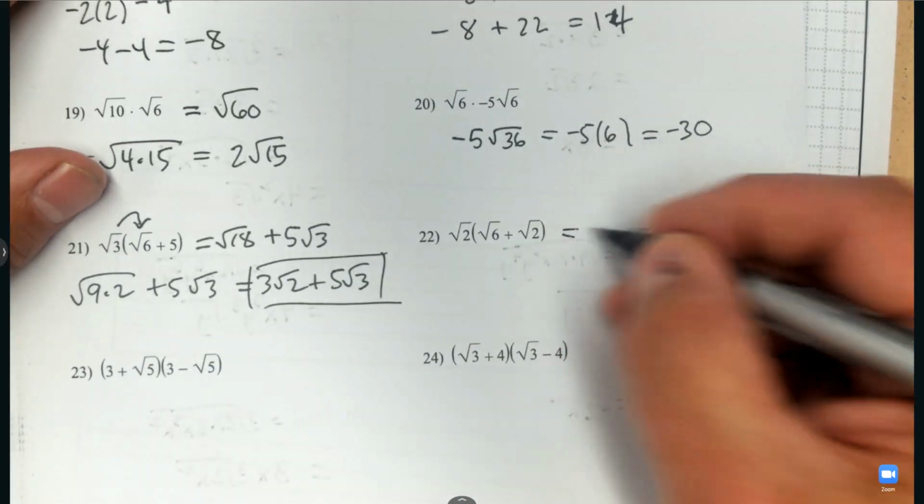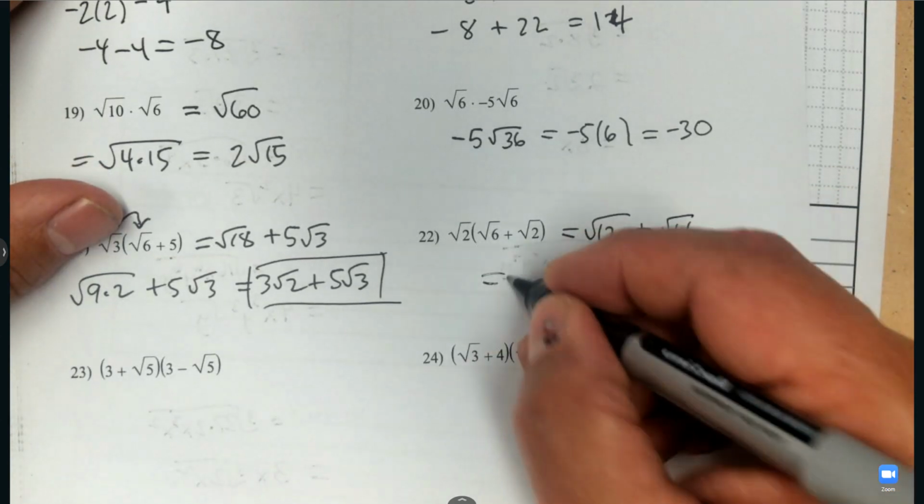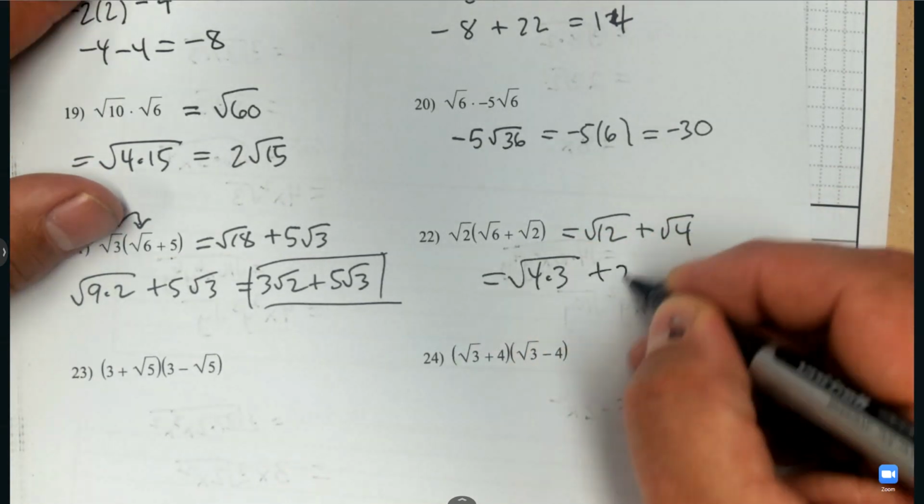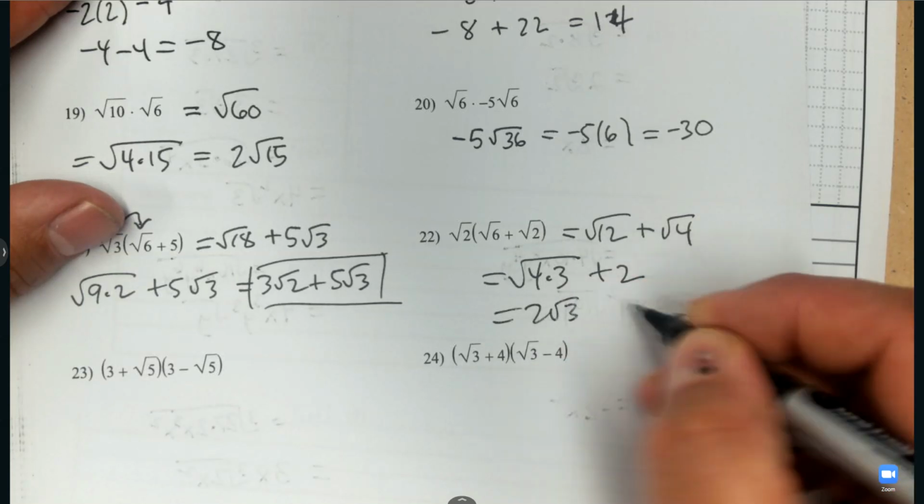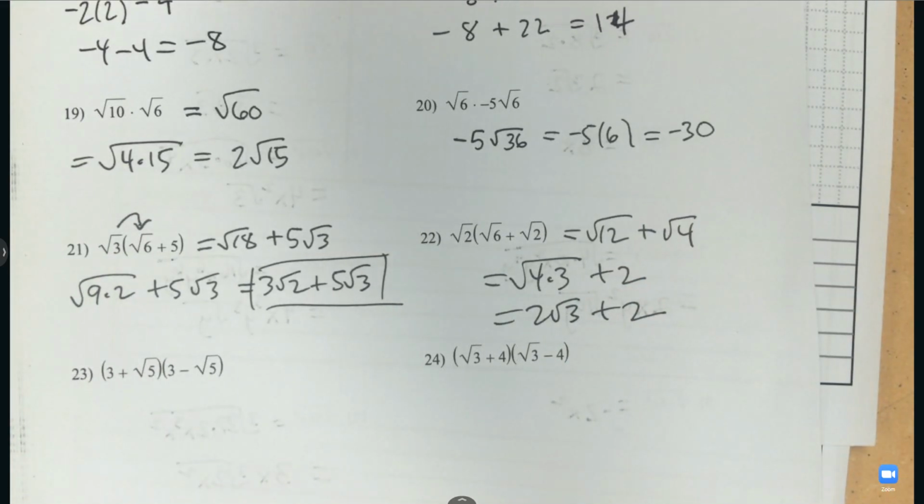All right, this is 2 times 6, root 12, root 4. So this is 4 times 3. This is 2. So you end up with 2 root 3 plus 2. The next one, we're going to draw a box.